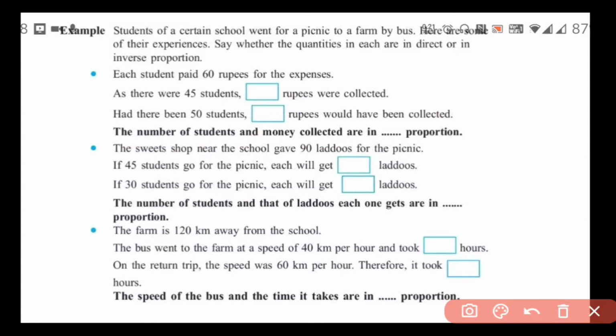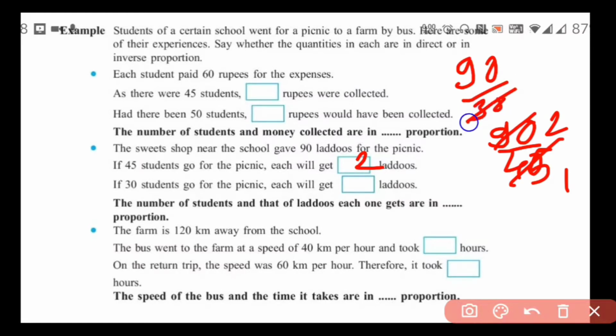The sweet shop near the school gave 90 laddus for the picnic. So if 45 students go for the picnic, each will get 90 upon 45. 45 ones are 45, 45 twos are 90. That means each student will get 2 laddus. And if the number of students is decreasing, say 30 students go for the picnic, each student will get 90 upon 30. 30 threes are 90. Each student will get 3 laddus.